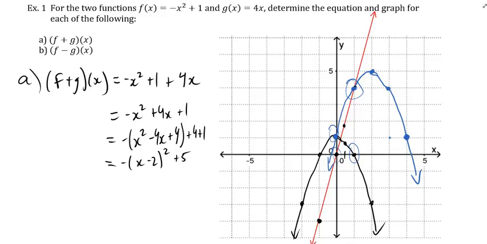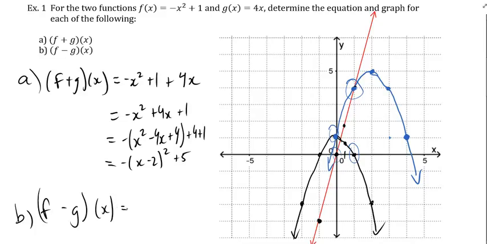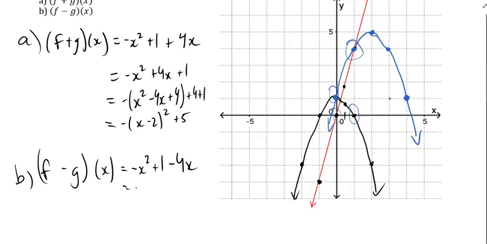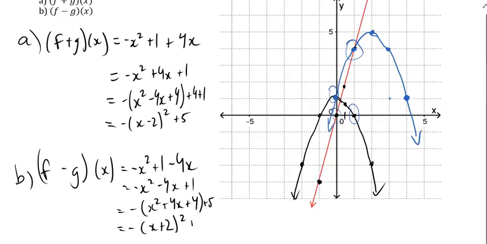Cool. B, F minus G. F minus G, I hope you know, is obviously different from G minus F. They'll be related but different. So make sure you get that order correct. X squared plus 1 minus 4x. Okay, so I'm going to do the same thing and quickly complete the square, and graph this one. So that one goes over 2 up 5.